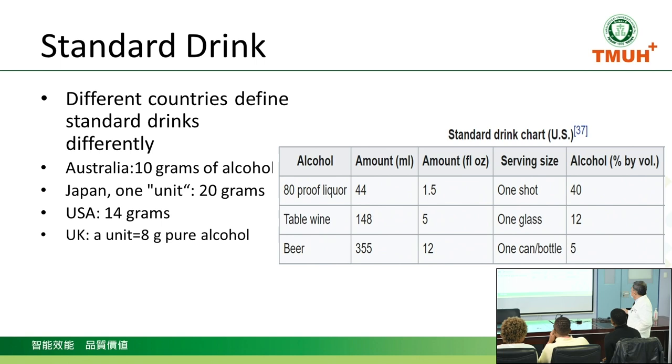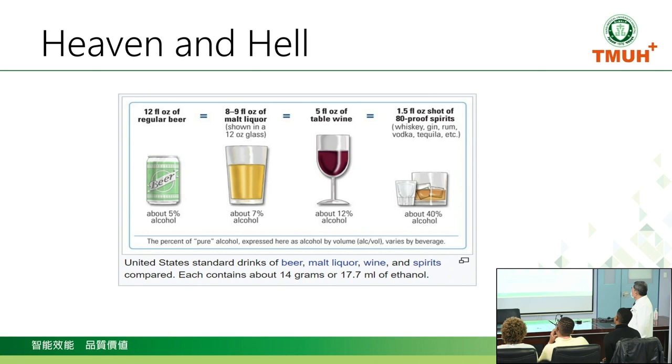Table wine, one. So a bottle of red wine, when you finish a bottle of red wine, 750 ml, is it right? Yeah, it's five standard drinks. Beer, a can, almost one standard drink. You will become happy after this. And so go heaven or go hell, depends on you.